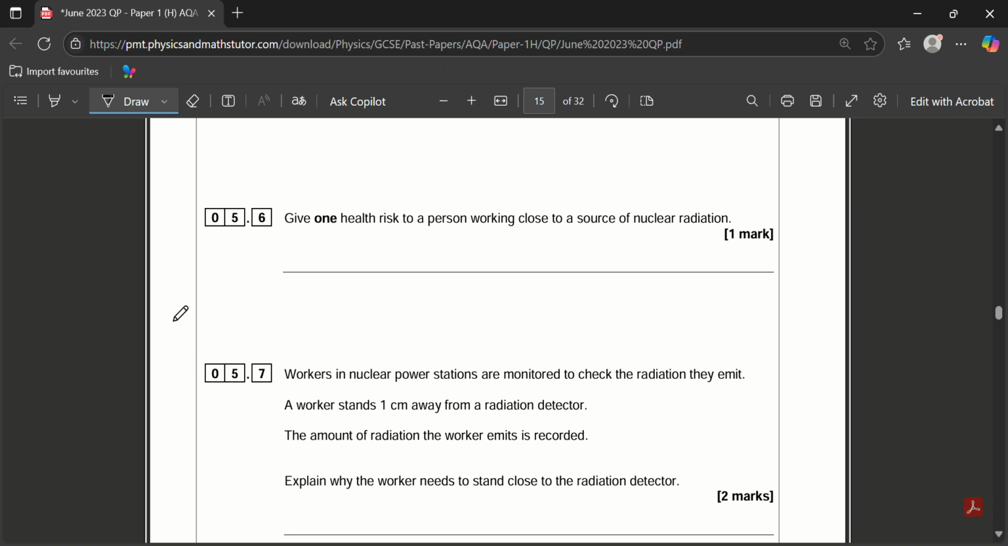Give 1 health risk to a person working close to a source of nuclear radiation. We know it gives rise to tumors and several forms of cancer. It's one of the greatest health risks that we have to consider.